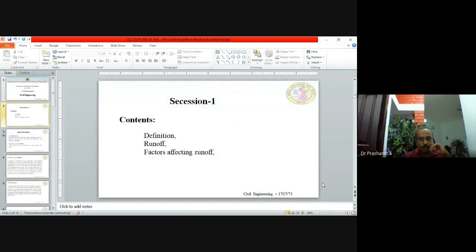In this session 1, the contents I'm going to discuss are the definitions of the things that will come under session 1, runoff, and what are the factors affecting the runoff.